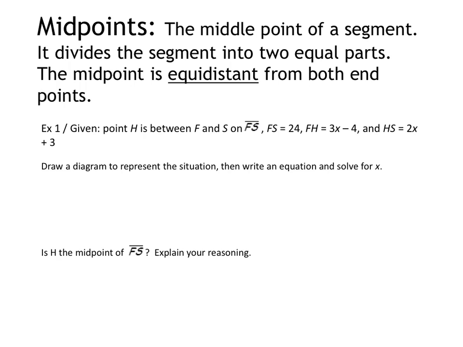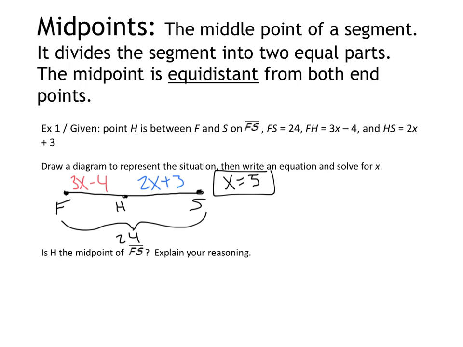The midpoint is the middle point of a segment. It divides that segment into two equal parts, and the midpoint is equidistant from both endpoints. Equidistant is a fancy name for saying equal distance. Below, you can see I've included the same example from earlier. We've already done this work, and we found out that x equals 5.